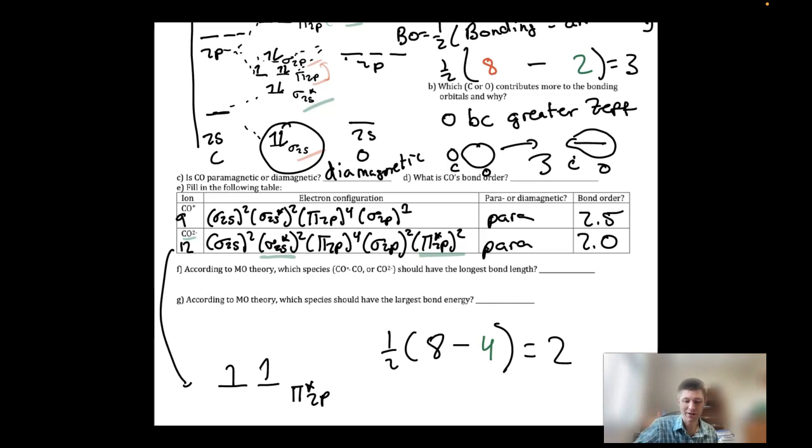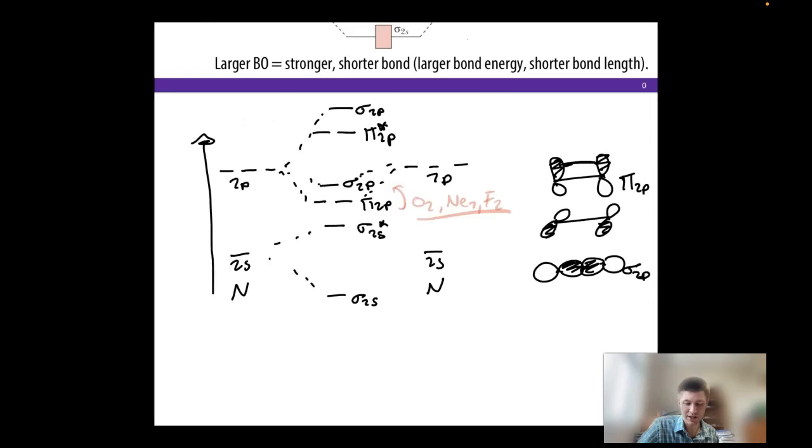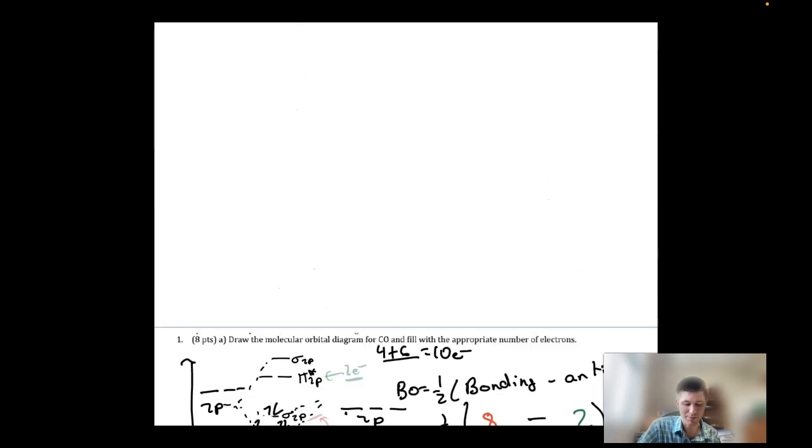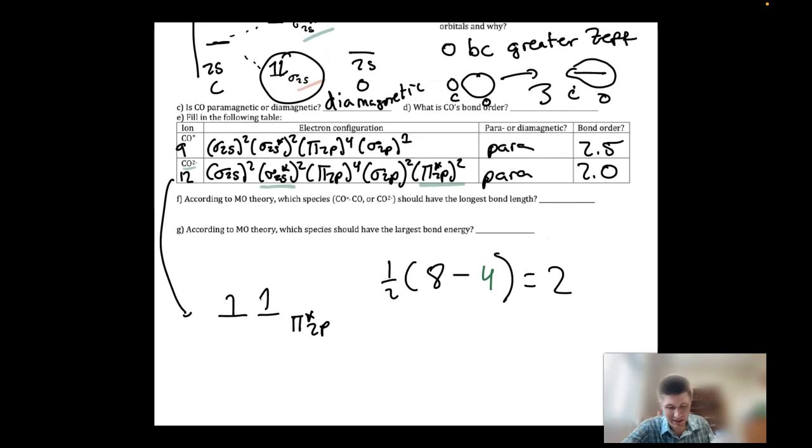Now to determine the bond lengths, we use our key rule here. The larger the bond order, the stronger and shorter the bond, which relates to our bond energy and bond length. So we look at the bond orders of each of these 3 species. CO has the largest bond order. That's going to make it the strongest, shortest bond.